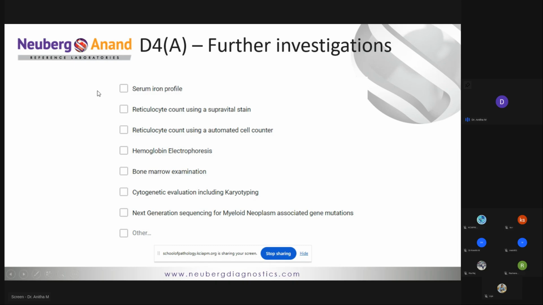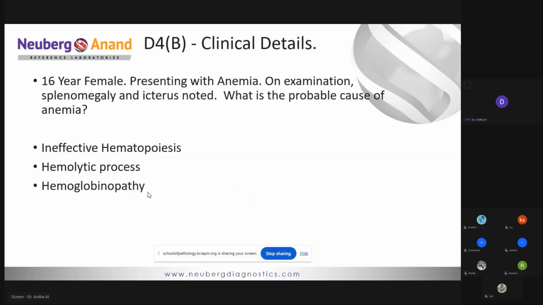So in this particular patient, we would want you to request serum iron profile, reticulocyte count, either way, just to look at how the marrow response is. Hemoglobin electrophoresis, not much, because we weren't seeing the poikilocytosis as much. Bone marrow examination, definitely, because we are looking at fresh cytopenias and dysplastic neutrophils, so we want to consider MDS to be a possibility. Cytogenetic evaluation, yes, to see what chromosomal abnormalities are there, and the NGS.